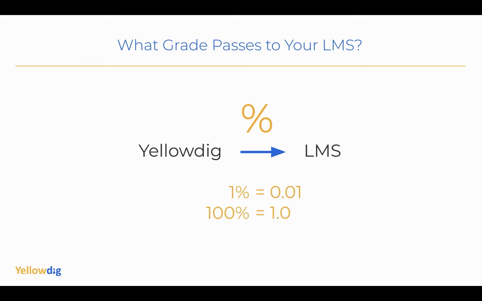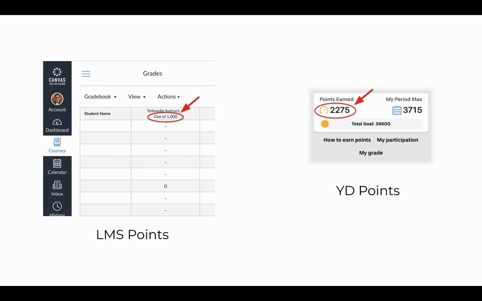Now imagine that a student has a 100% Yellowdig grade. That means that a value of 1.0 will get passed from Yellowdig to your LMS. In terms of grade passback, that is all that occurs between Yellowdig and your LMS. Now, this percentage will get multiplied by the value you've assigned to Yellowdig inside of your LMS gradebook.